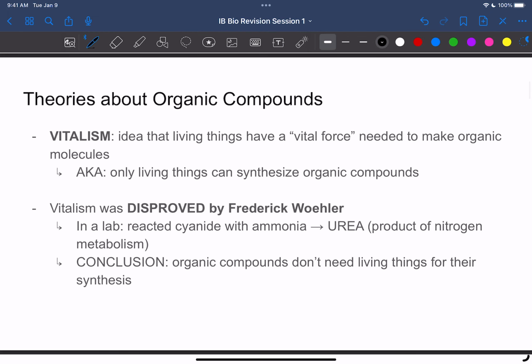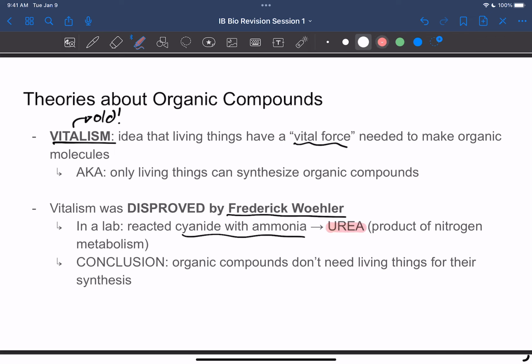We're going to look at a theory about organic compounds, and it's called vitalism. This is a pretty old theory, and it's the idea that living things have a vital force needed to make organic molecules. So basically, only living things can make organic compounds. But this was disproved by Friedrich Wöhler, I think that's how you say it. And in a lab, he reacted cyanide with ammonia, and he made urea, which was previously thought to only be able to be produced by us, but he made it in a lab. So conclusion, we don't need living things for organic compound synthesis. We can make them in a lab. So that's the main thing I wanted to mention there.